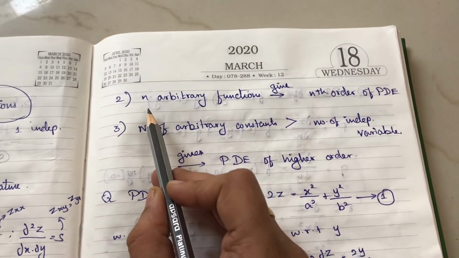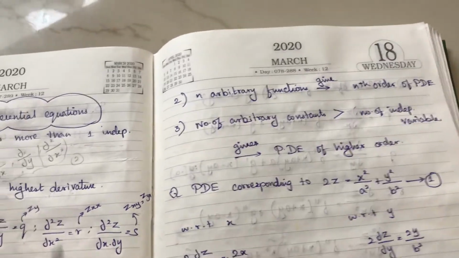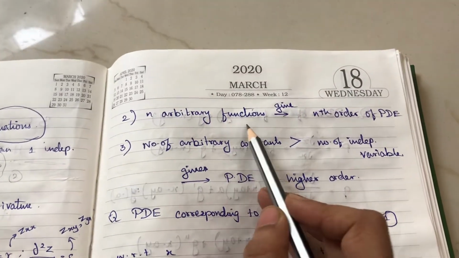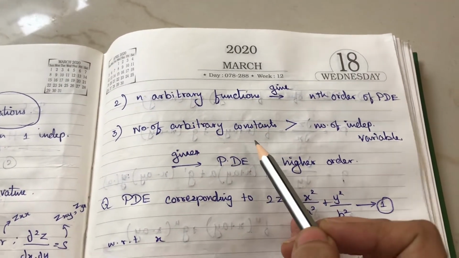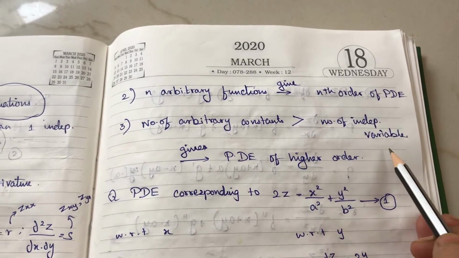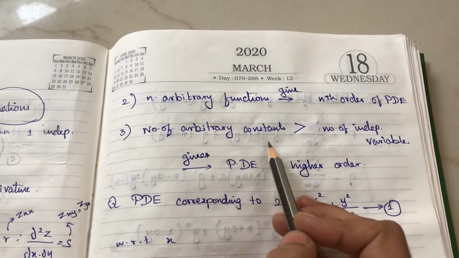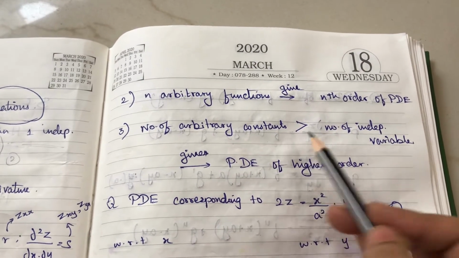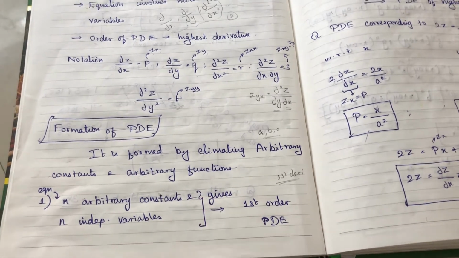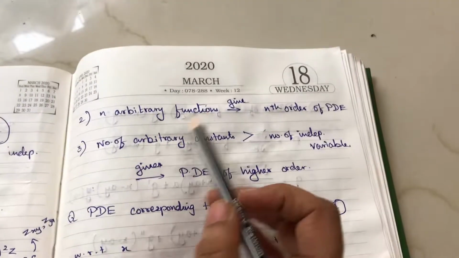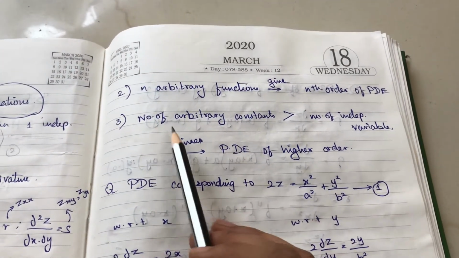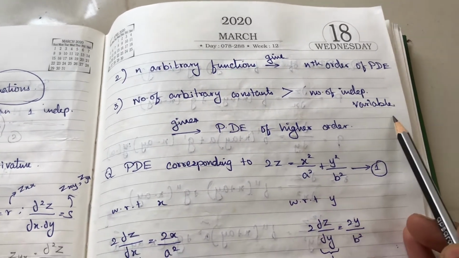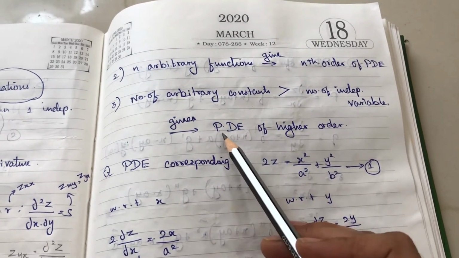Second one, if the equation contains n arbitrary functions, here we have seen constants and variables. Here arbitrary functions means, if it is functions, it will give nth order. Okay, the number of arbitrary constants is always greater than the number of independent variables. So whatever the number of arbitrary constants is, it will always be greater than the number of independent variables. So we are comparing three things here: constants, variables and order. Okay, here the function and order, and then constants and variables. So when the number of arbitrary constants is greater than the number of independent variables, it will give a higher order partial differential equation.